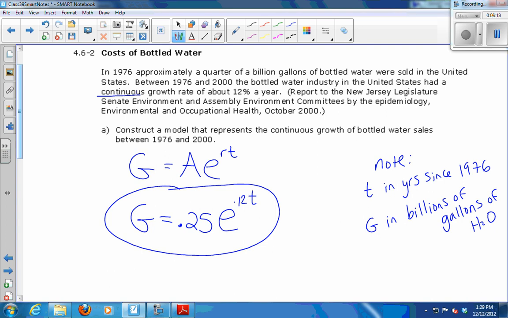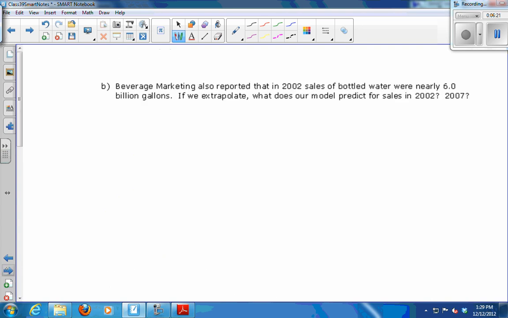All right. So now we're going to use this model to check a report that Beverage Marketing made. This is an industry group within the beverage industry. They reported that in 2002, sales of bottled water were nearly 6 billion gallons. So let's see what our model says, how many gallons should have been sold in 2002.